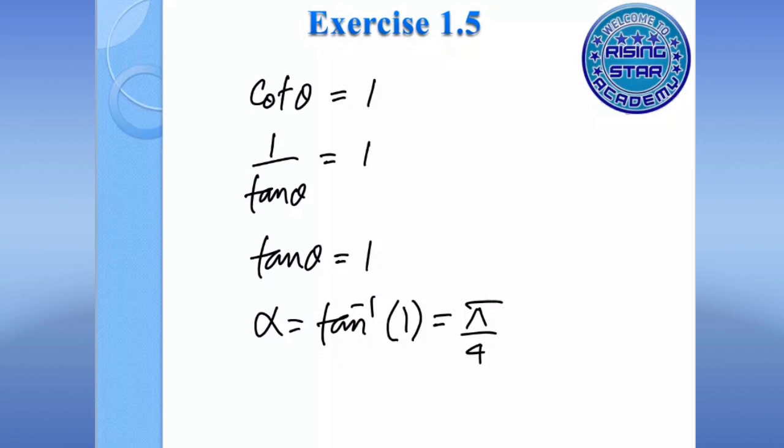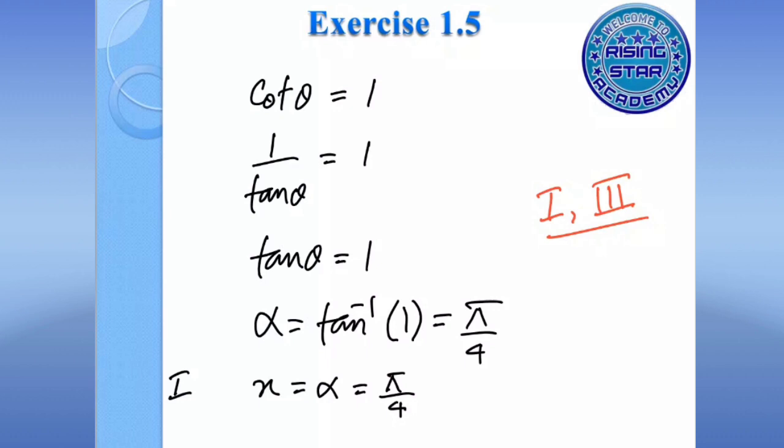Now we know that tan theta is positive in quadrant number 1 and quadrant number 3. So I will find the possible angles. In quadrant number 1, our x would become alpha, and that would be pi by 4. And for the third quadrant, we will write theta.